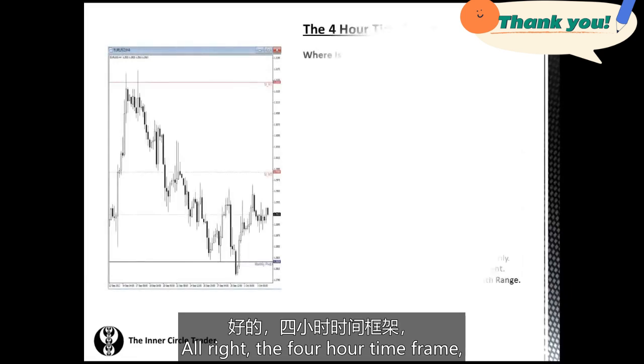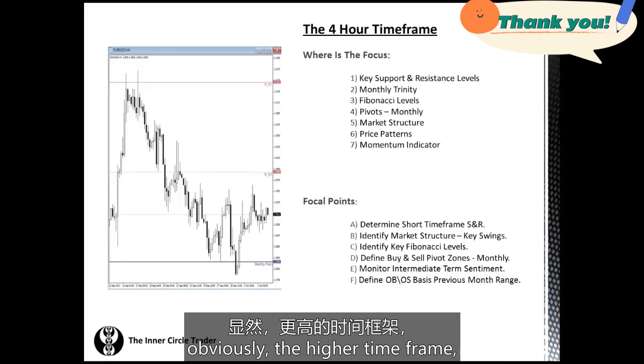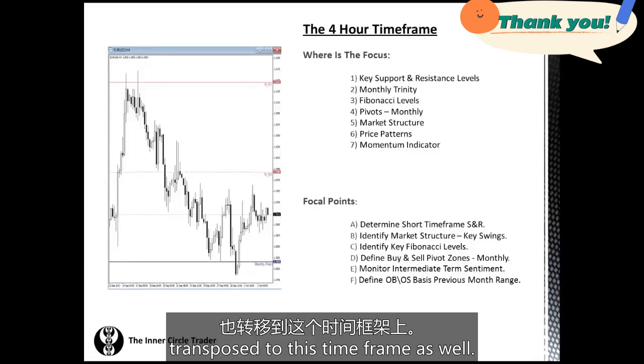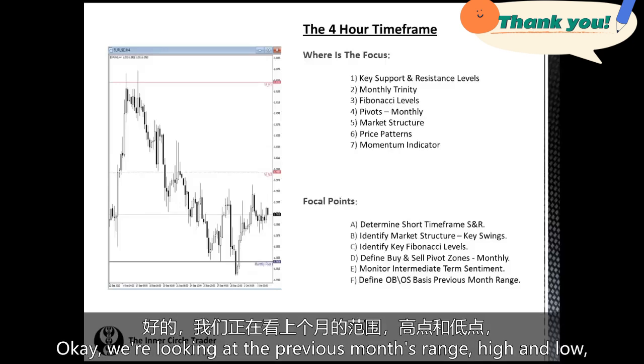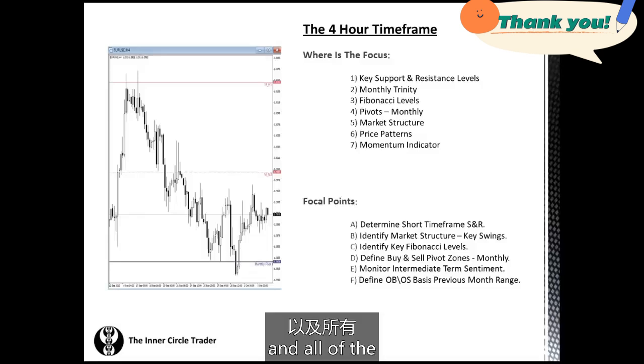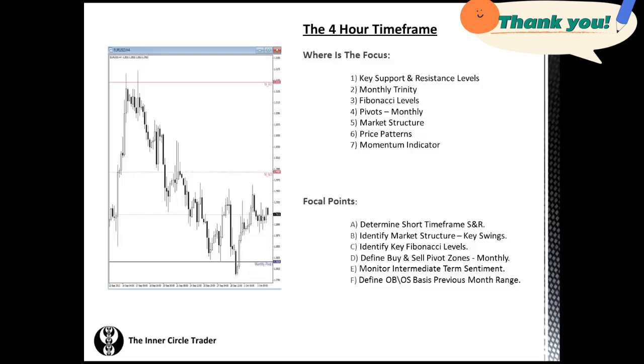Alright, the 4-hour time frame. Where your focus is for this time frame, obviously the higher time frame key support and resistance levels transposed to this time frame as well. Now we're going to introduce the monthly trinity. We're looking at the previous month's range, high and low, and all of the matrix levels that make up my ICT trinity level indicator.